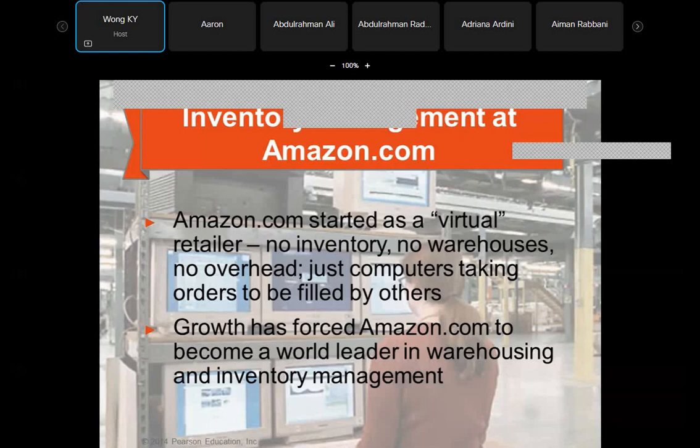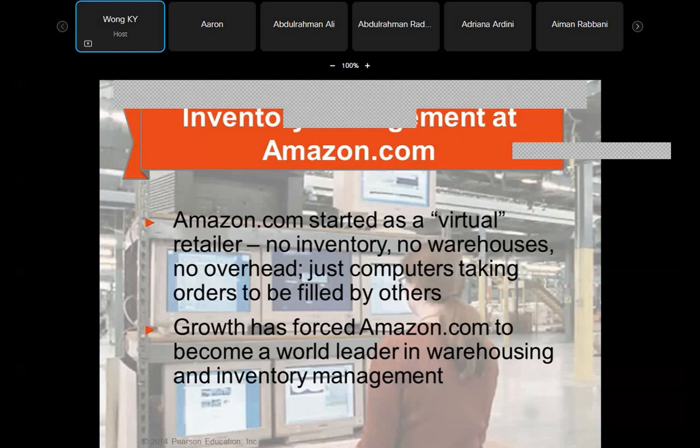But as time passes, Amazon has grown and it has transformed the company into a world leader in warehousing and inventory management. So Amazon has been so successful nowadays because there are many reasons, of course. One of the reasons is because of their good inventory management practices. Now, Amazon has very, very large warehouses in the US and throughout the world. Okay, when I say very large, it means it is really very large.